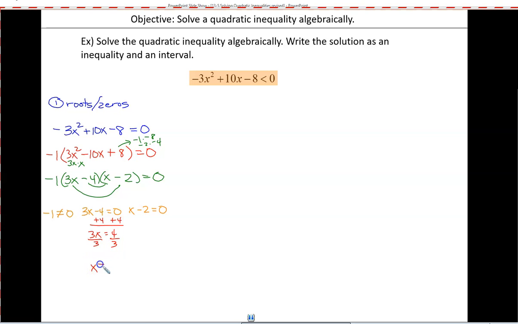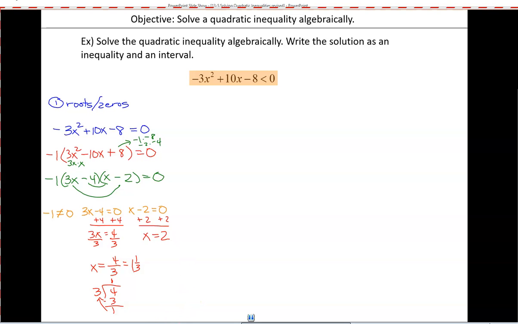And again, it is a good idea to know what that is as a mixed number, which would be 1 and 1/3. And if you need to, you can do the division. That 1 right there is our whole number 1. And the remainder over the divisor of 3 is the fractional part. Then this one, add 2, gives us x equals 2.